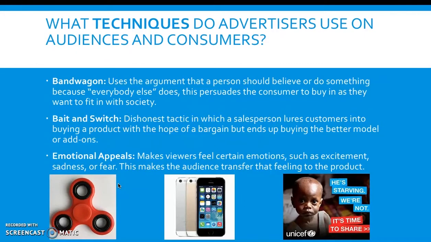What techniques do advertisers use on audiences and consumers? So a bandwagon uses the argument that a person should believe or do something because everyone else does. This persuades the customer to buy in as they want to fit in with society. The bait and switch is a dishonest tactic in which a salesperson lures customers into buying a product with the hope of a bargain but ends up buying the better model or add-ons. Emotional appeals makes viewers feel certain emotions such as excitement, sadness or fear. This makes the audience transfer that feeling to the product.